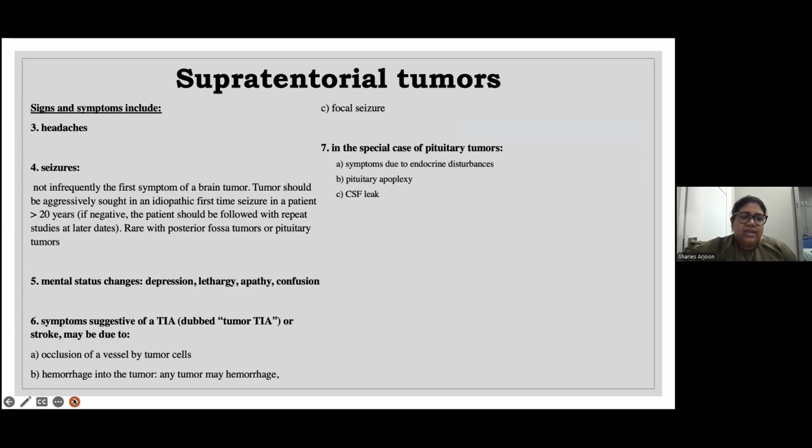Other symptoms include headaches and seizures, which are not infrequently the first symptom of a brain tumor. Tumors should be aggressively sought in an idiopathic first-time seizure in a patient greater than 20 years, and if negative, the patient should be followed up with repeat studies at a later date. Again, as I mentioned before, seizures are rare in posterior fossa tumors or pituitary tumors. There can also be mental status changes such as depression, lethargy, apathy, or confusion, and symptoms suggestive of a TIA or stroke, dubbed tumor TIA, may be due to occlusion of blood vessels by tumor cells, hemorrhage into the tumor, or a focal seizure. In the special case of pituitary tumors, symptoms are due to endocrine disturbances, pituitary apoplexy, and CSF leak.